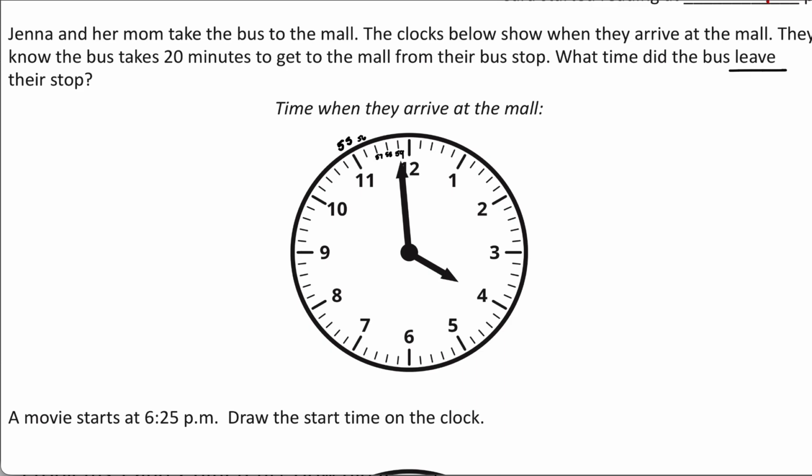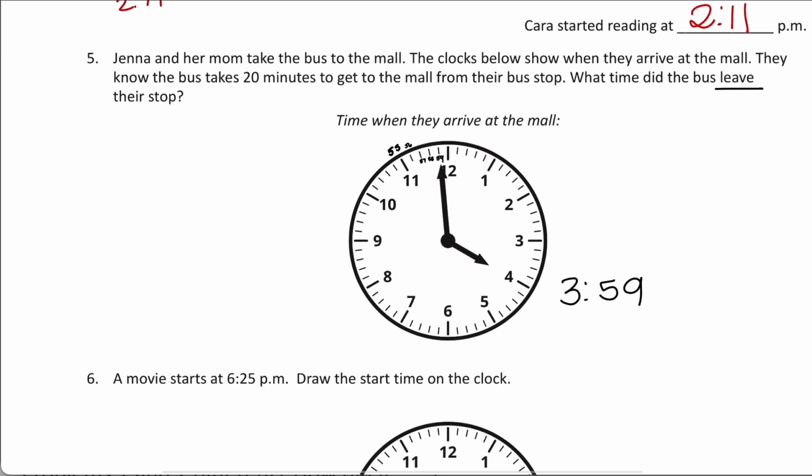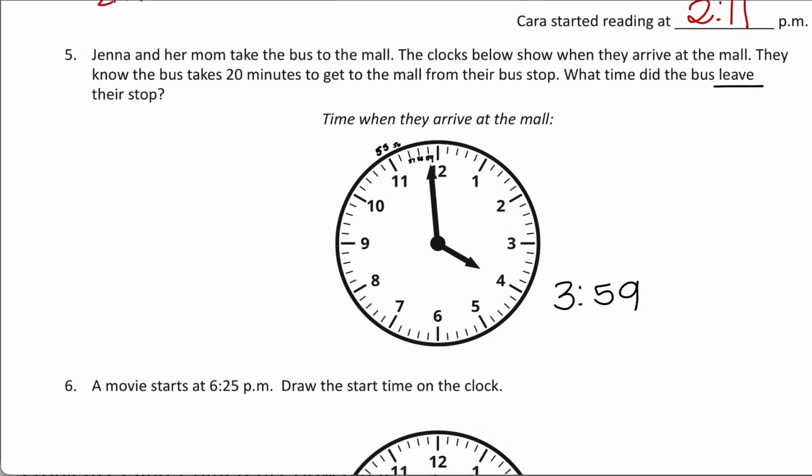So this will be 3:59. Okay, this is 3:59. So we know that the 3:59 represents the time that they arrive, the time that they get there. But we're looking for what time did they leave to get there. So you got to go back 20 minutes. If it took them 20 minutes to get there and they got there at 3:59, well, what time did they leave?